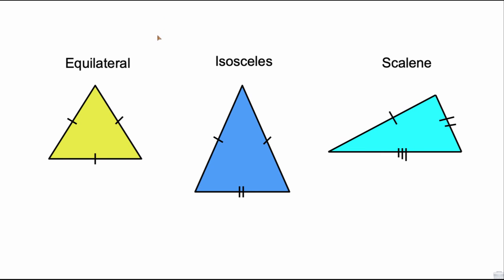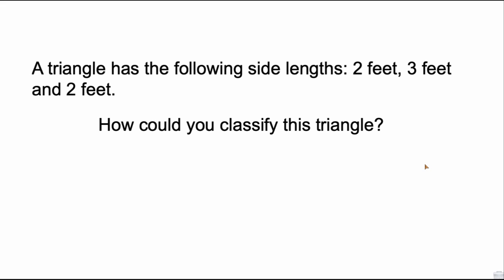So just to kind of summarize here, we have a triangle where all the sides are the same, equilateral. We have a triangle where there are two sides the same, one different, isosceles, SOS. And scalene is all sides are different. Now, we could have a word problem situation with this one as well, where it could say something like this. A triangle has the following side lengths, 2 feet, 3 feet, and 2 feet. How could you classify this triangle? Well, if it tells us that two of the sides are the same, 2 feet, and one is different, same, other, same. So that would be an isosceles triangle.